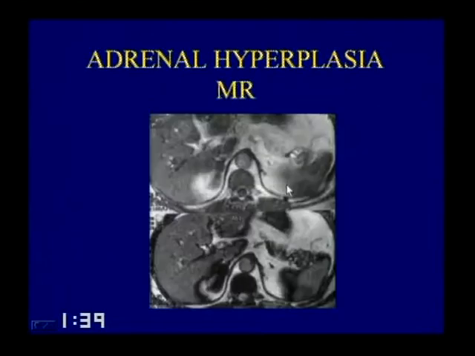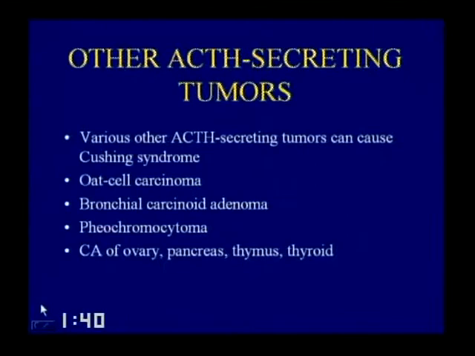Here's another example of adrenal hyperplasia by MR. Notice here you can see not as well resolved on the in-phase scan, but here on the out-of-phase scan you still have the V-shape in this example preserved with just uniformly thickened limbs. This was another one where the contralateral gland had been already resected. You can have other ACTH-secreting tumors that can cause Cushing's syndrome, including oat cell carcinoma, bronchial carcinoid adenoma, pheochromocytoma, and miscellaneous other tumors.